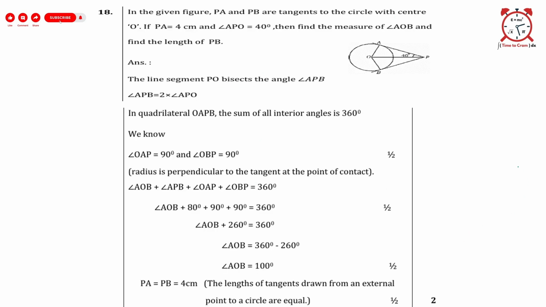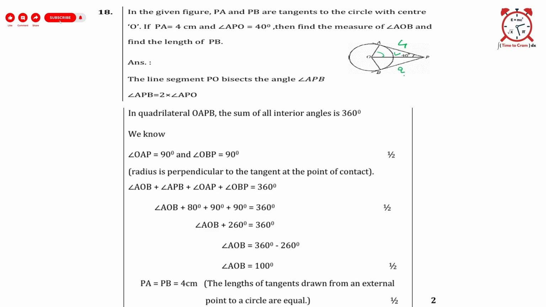Next question, question number 18. In the given figure, PA and PB are tangents to the circle with center O. PA equals 4 centimeters and this angle is given to you as 40 degrees. Then find the measure of angle AOB and find the length of PB.